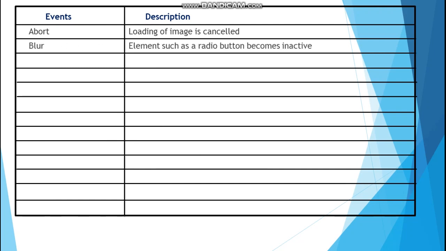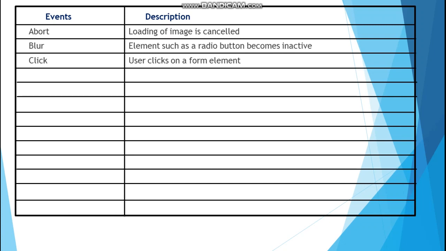And the next is the blur event. See, these are the names of events. Blur means an element such as a radio button becomes inactive. So when we move the cursor away from any particular object such as a radio button, then the blur event occurs for that radio button.